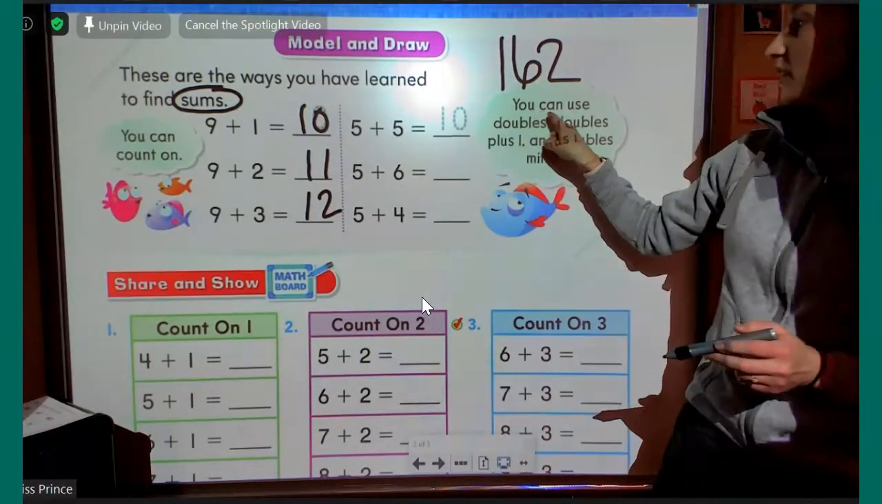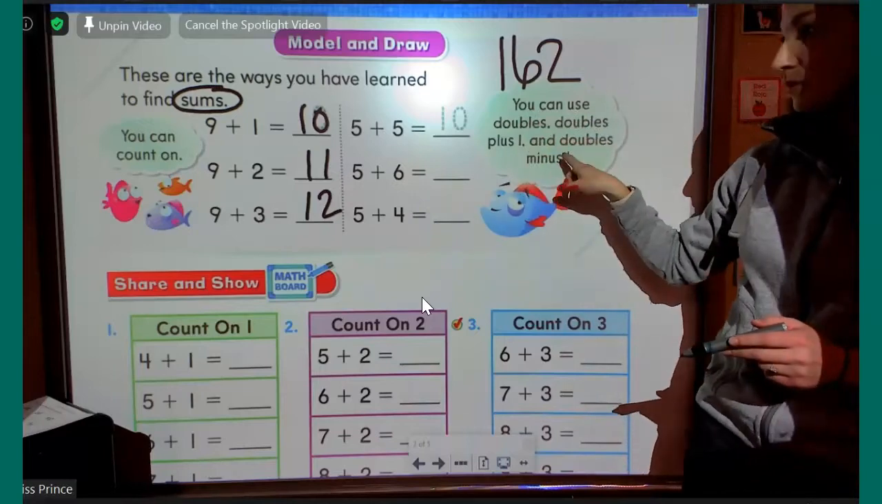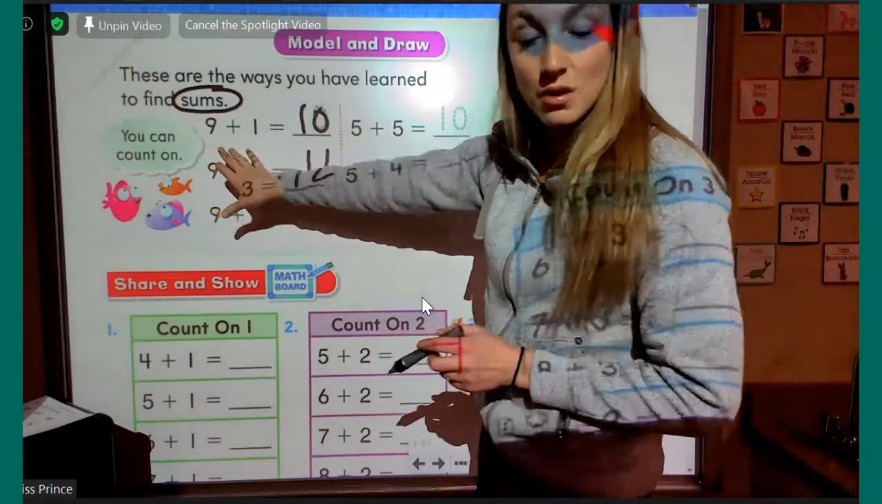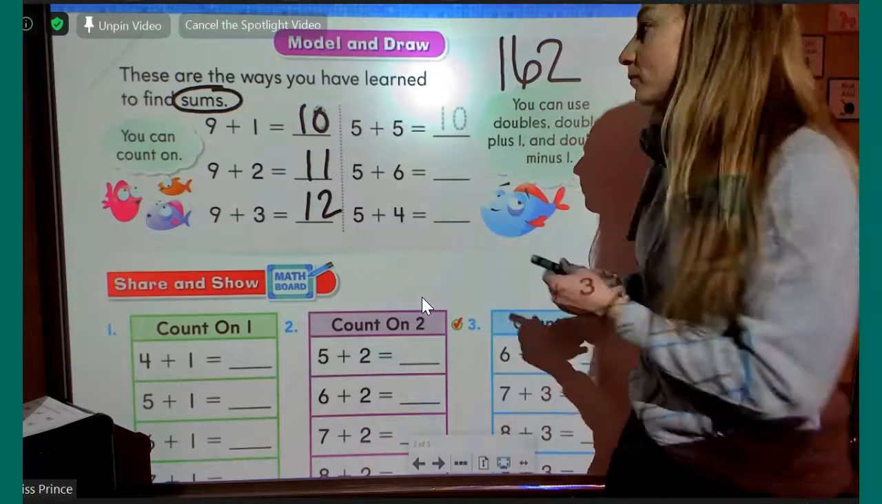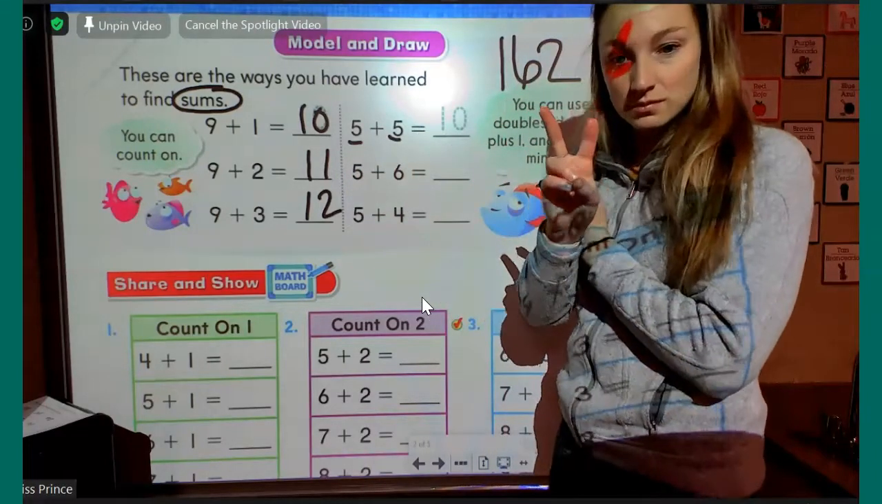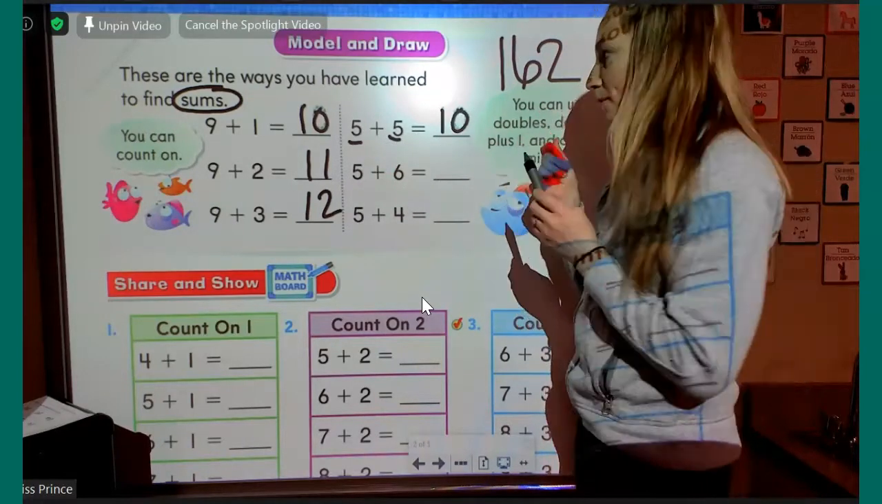We have also learned how to do doubles, doubles plus 1, and doubles minus 1. These are a little bit more tricky than these. So I'm going to show you guys these and walk you through it as a review. Our double means that we're adding the same number 2 times. 5 plus 5 is 10. We know that one in a snap.